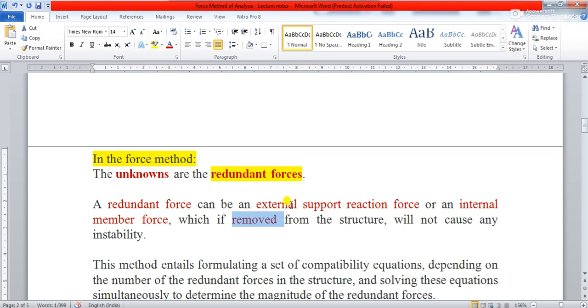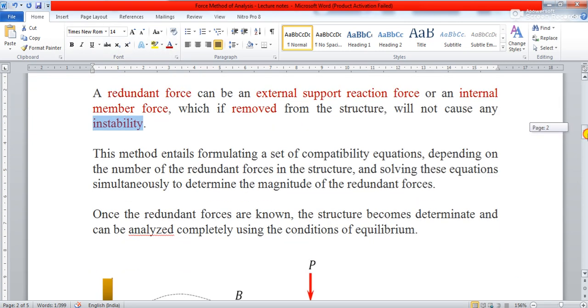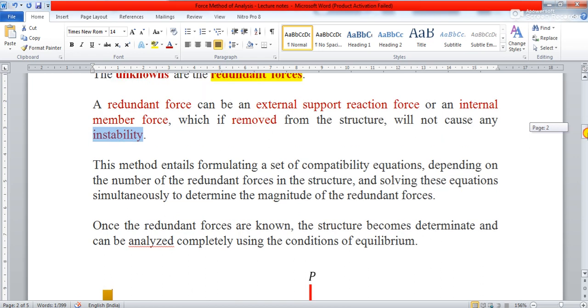So a redundant can be an external support reaction force or an internal member force which is removed from the structure, and that will not cause any instability. So this is very important. So you are thinking that some redundants are here, and then you remove them, and after removing the redundant you see the structure is not remaining stable, so you cannot tell those kind of internal or external forces as redundant forces.